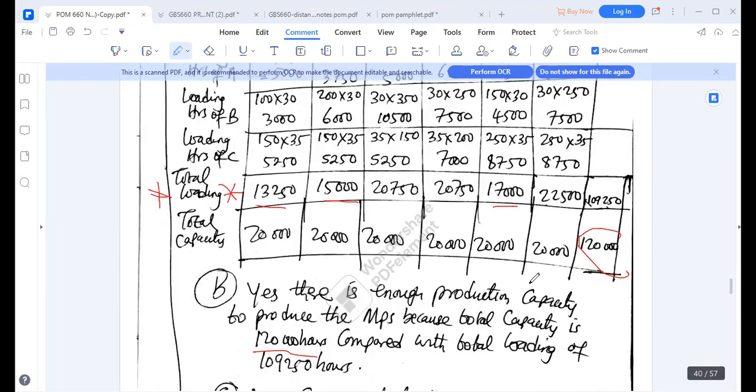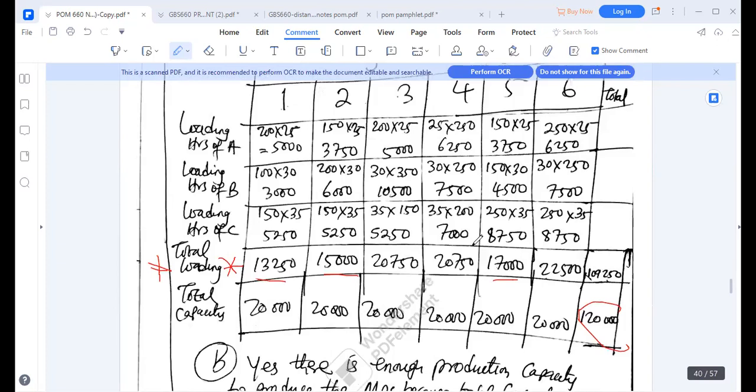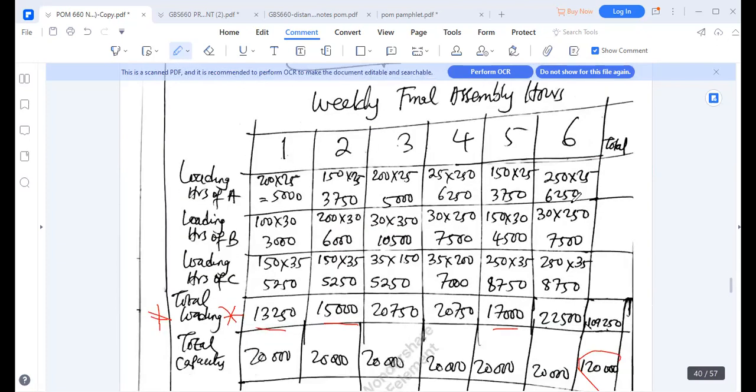So we should simply say we should move some production hours from the weeks where we have the overloading, that is week 3, week 4, and week 6, to the weeks where we have the underloading. To be more precise, we can move the 750 hours from week 3, the 750 hours from week 4, and the 2,500 hours from week 6, and take them to the weeks where we have underloading, so that the loading of hours does not exceed the capacity. Is that clear?